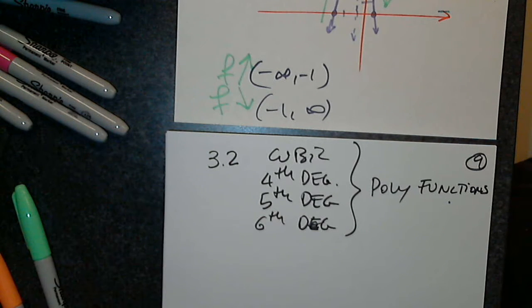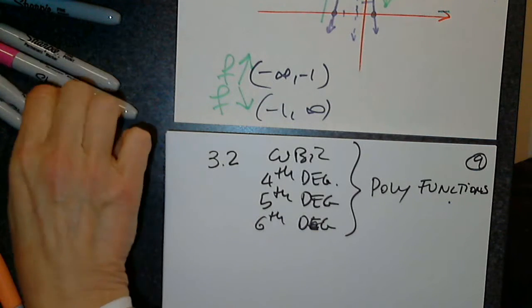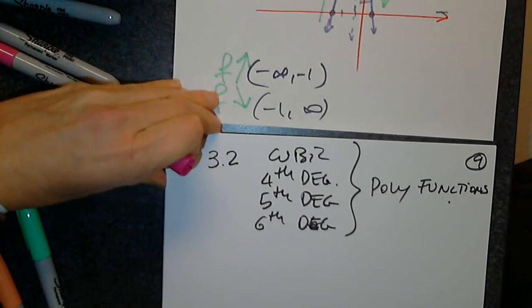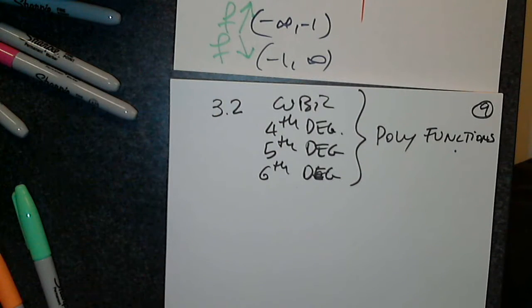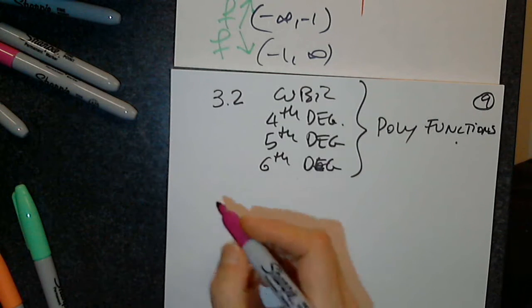Not vertex. That word is reserved for quadratic functions only. So when we talk about polynomial functions, we will say degree 3, 4, 5, 6. We will not talk about vertex. Vertex is done. If it's not quadratic, there is no vertex. Okay? Good. So I'm going to illustrate with a cubic and then a 4th degree, and then we'll work on other higher degree.